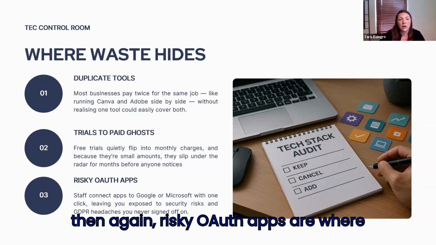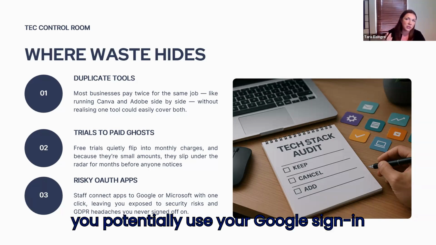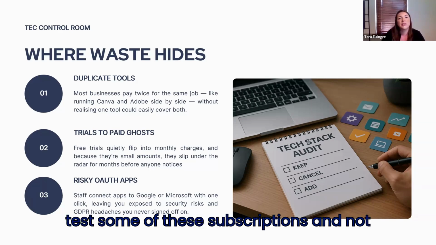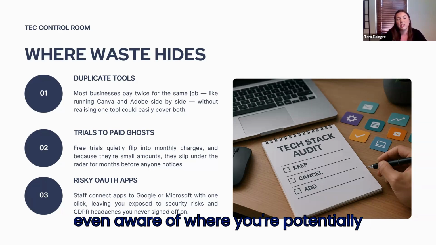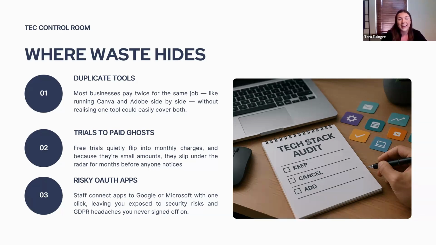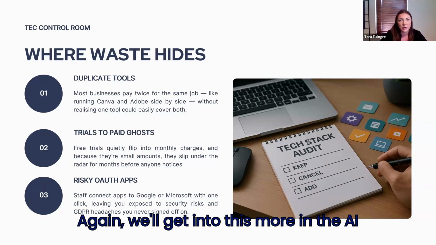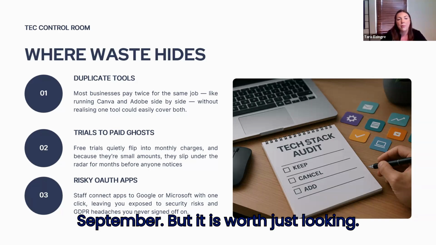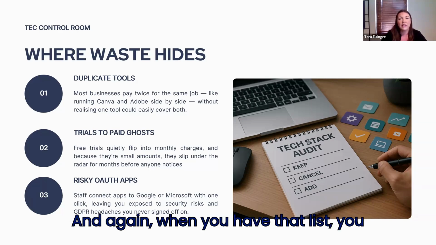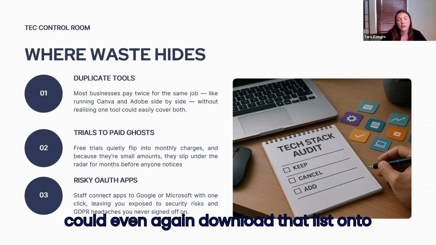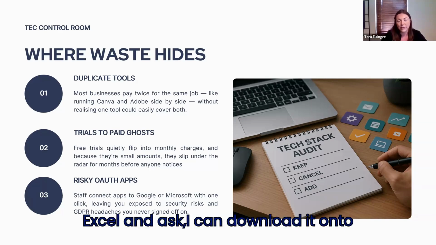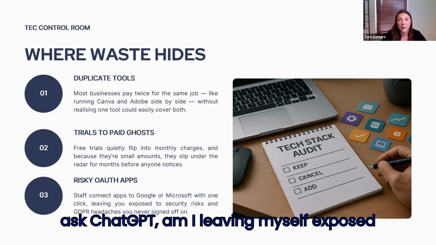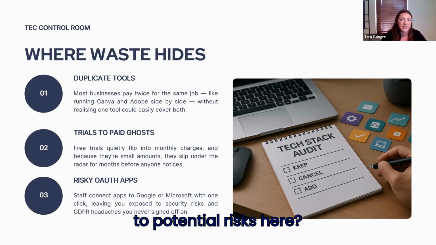And then again, risky OAuth apps are where you potentially use your Google sign-in or Microsoft sign-in to check out and to test some of these subscriptions, and are not even aware of where you're potentially leaving yourself exposed with GDPR. Again, we'll get into this more in the AI security tech tool room webinar happening on the 24th of September. But it is worth just looking, and when you have that list, you could download it onto Excel and upload it to ChatGPT in an Excel format, and ask ChatGPT, am I leaving myself exposed to potential risks here?